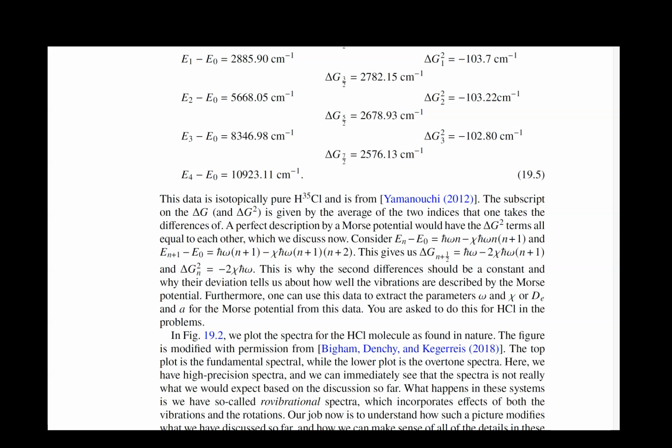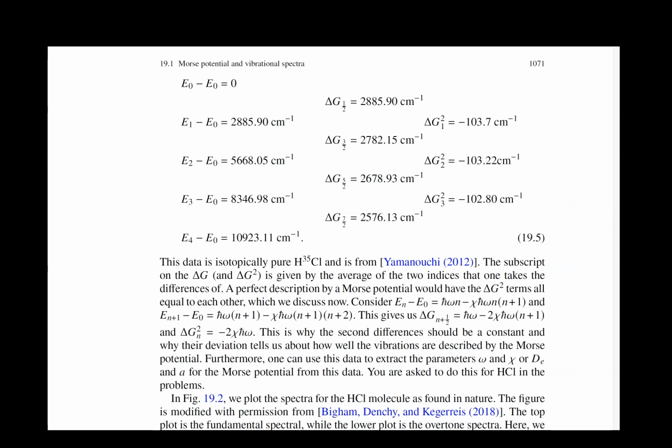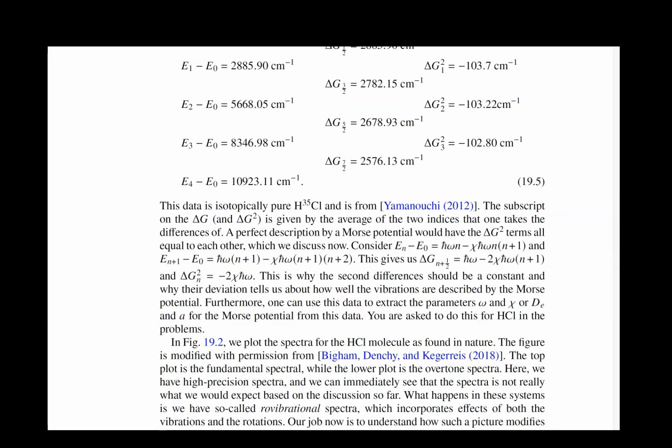There are interesting things you can do in analyzing the data that tells you whether or not the Morse potential is a good fit to it. The criteria is that these last three numbers would be all the same, and you can see they're pretty close to each other, so the Morse potential is actually a pretty good fit for this molecule, which is hydrogen chloride.